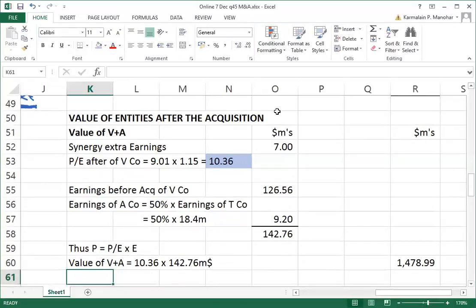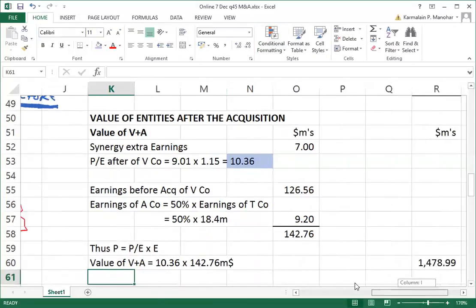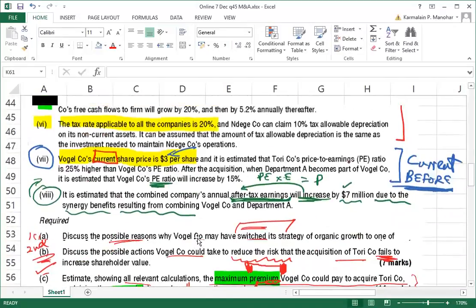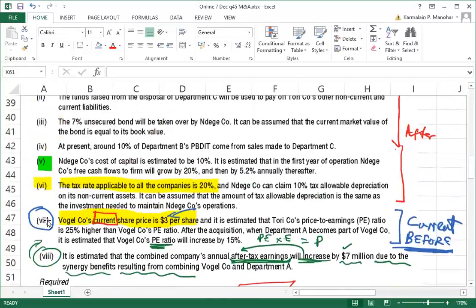So we started with the underneath. We started with V, and we realized we had to add on A. So we went up and we found that. So we dealt with note 8, note 7, and now we need to deal with the other things that result after. Don't forget, we also have to value everything else because we want total value after to compare with total value before. So we finished note 7 and note 8. Tax rate applicable to all companies, we have that. NEDG can claim this 10% tax allowable depreciation on its non-current assets. Look at this note 6.